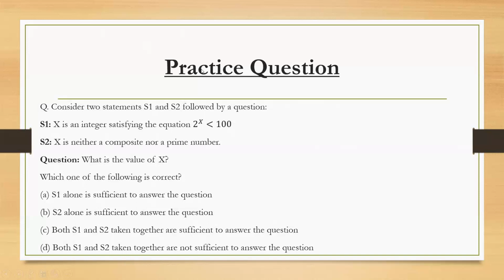now we go for the power aspect. We have seen fractions. Now you have to decide, the question is, what is the value of x? And S1 is, x is an integer which satisfies this equation: 2 to the power x is less than 100. And statement 2 says x is neither a composite nor a prime number. Which statement will answer your question?